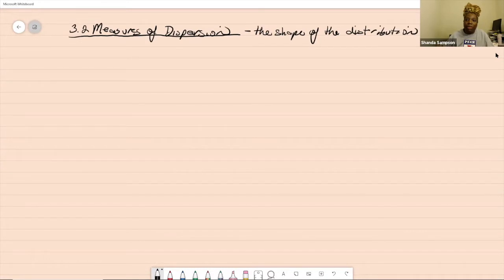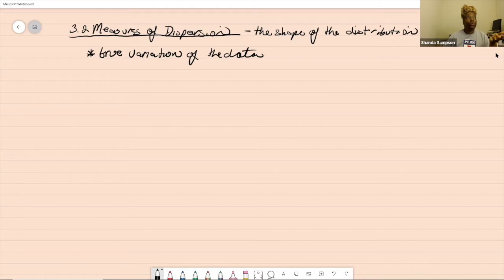Remember, we talked about center. Center had to do with where the data is centered on the line. And measures of dispersion or variation is the shape of your distribution. So dispersion tells us the true variation of the data. What do we mean by true variation? Well, think of it like this.